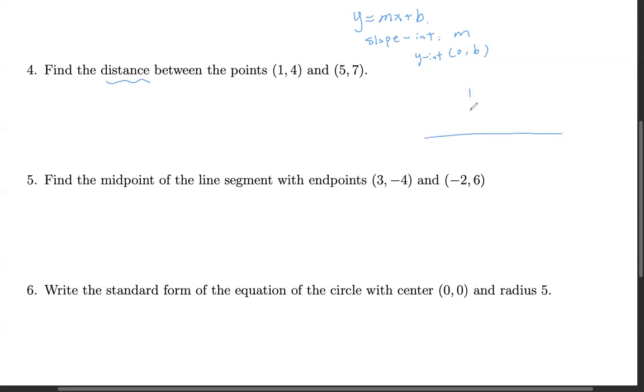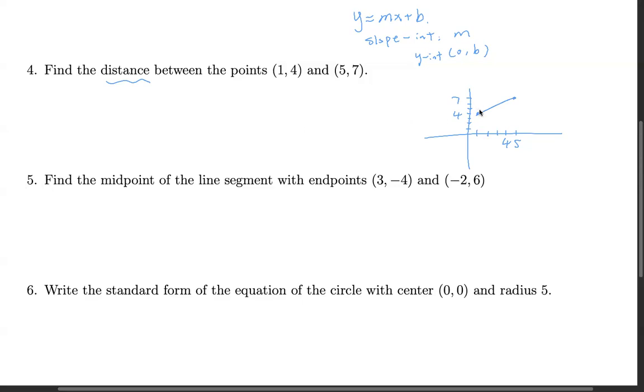Let's graph those two points. 1, 2, 3, 4, this is 4, 5. Then 1, 2, 3, 4, 5, 6, 7, so this is 7. So (1, 4) is this point, and (5, 7) is this point. We want to find the distance between those two points. So how do we find that?